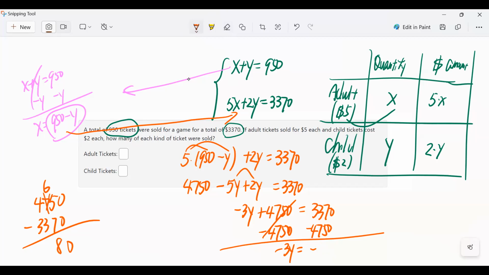That's 8. Minus 6 minus 3, 3. 4 minus 1 is 1. So it's minus 1,380. After that, we could divide negative 3 from both sides of the equation. We cancel negative 3, and then y is by itself.